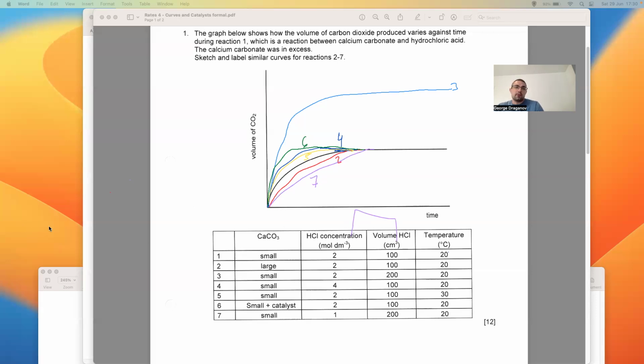Okay, that's the end of the curves lesson. There's one more lesson on practicals and independent, dependent variables. So see you then.